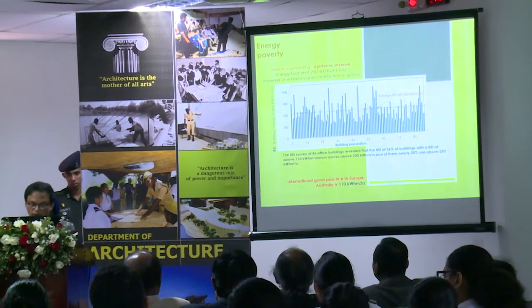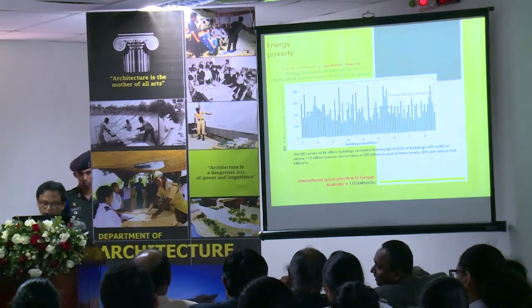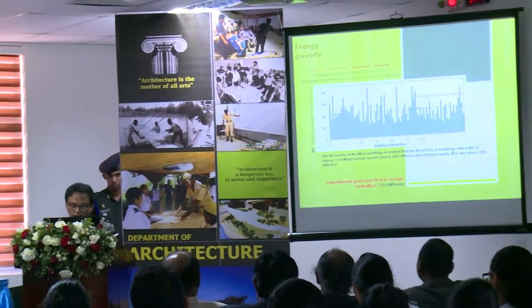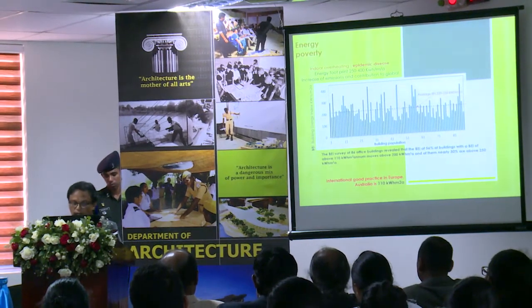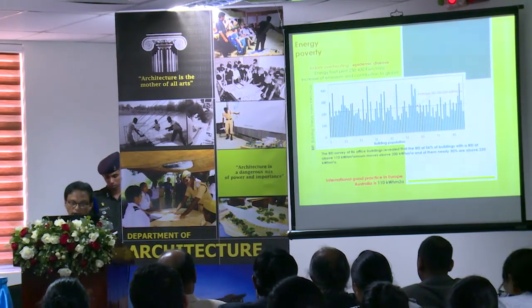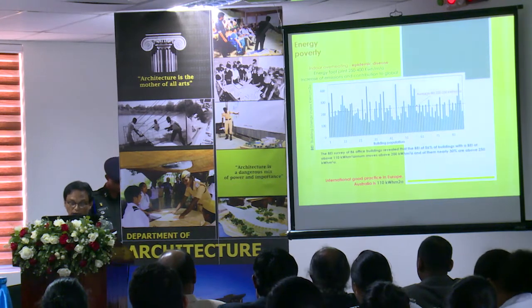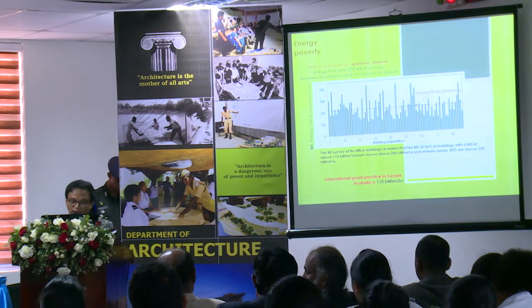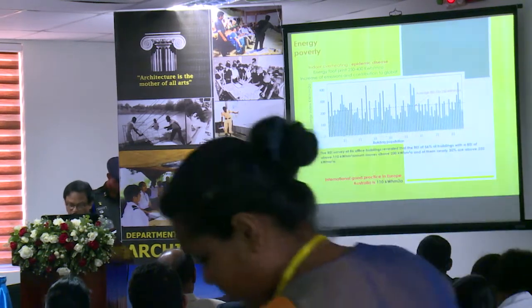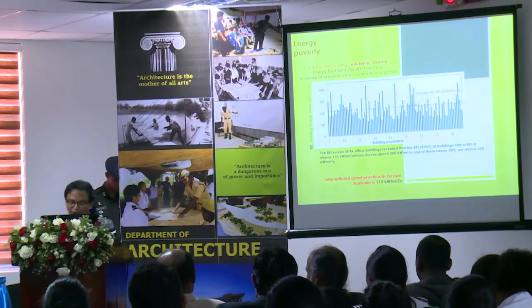Developed countries try to maintain the energy footprint of their luxurious buildings at 110 kilowatt hours per meter square per annum, whereas most of our government buildings have nearly 400 kilowatt hours per meter square per annum. So you can now imagine the criticality of this situation.